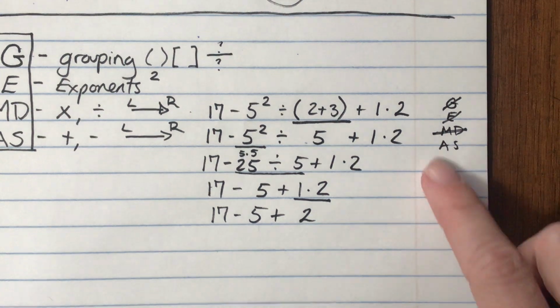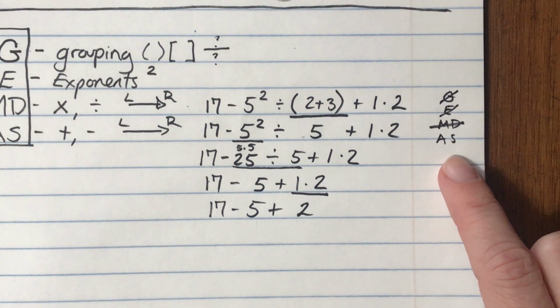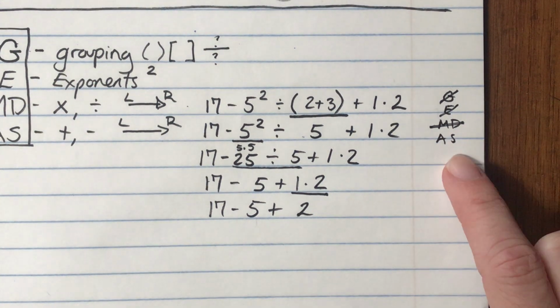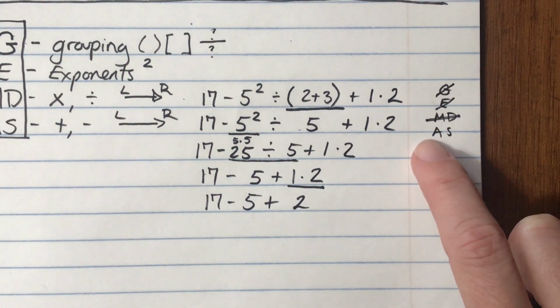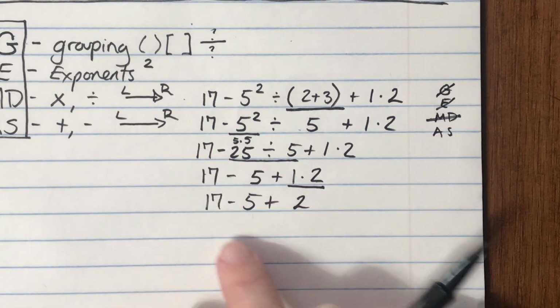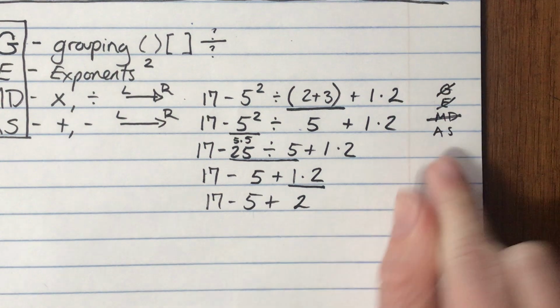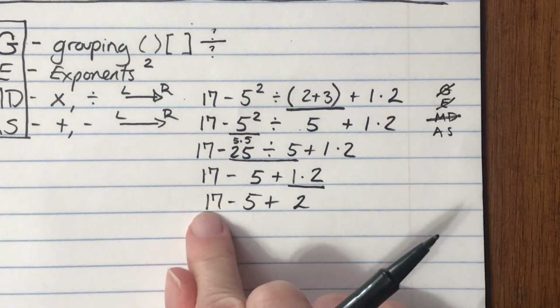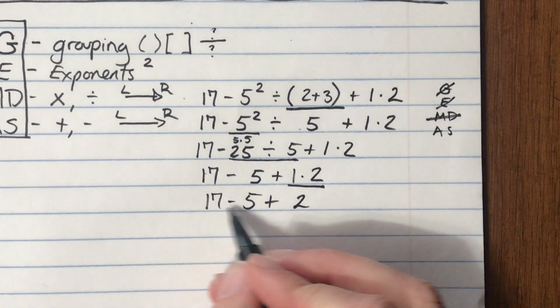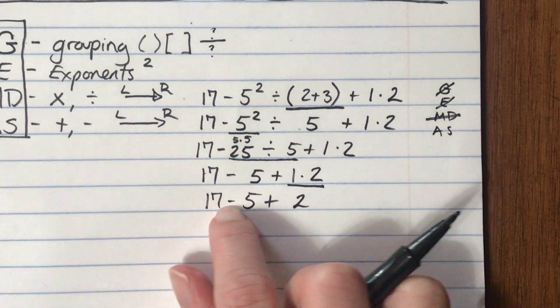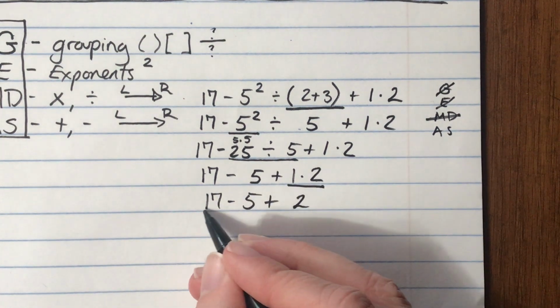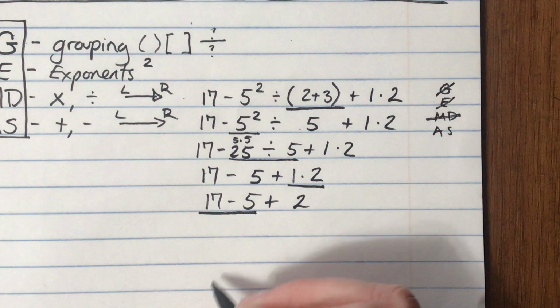So the last thing that you're always going to do in order is addition and subtraction. And again, this is going to come from left to right. I'm going to do it in the order in which I see it because they come together. Addition and subtraction, left to right. So I look for additions, and that's all I have left, right? I have a subtraction problem and an addition problem. The subtraction problem comes first, so 17 minus 5.